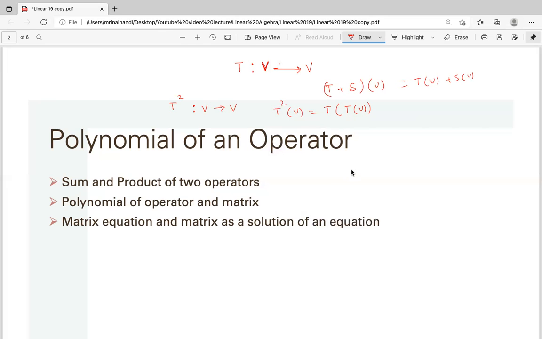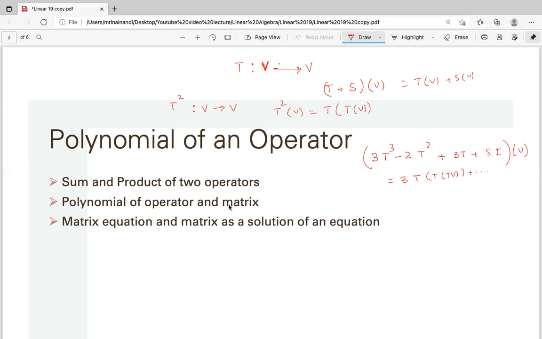Now we can talk about any polynomial, like 3T cube minus 2T square plus 3T plus 5. You can't write that as a 5. You have to write 5 times the identity transformation, which operates on v. Then it will be 3T cube of v and so on. So this is a polynomial of the operator.